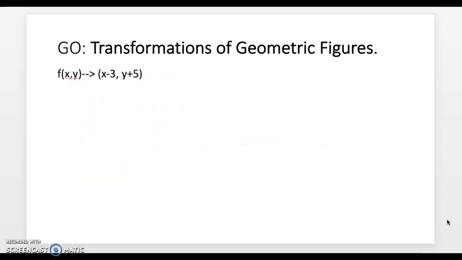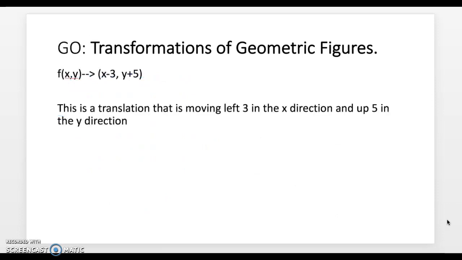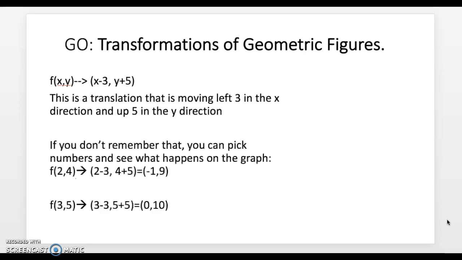Then they also give us some rules, and we have to describe the transformations. This is a translation that's moving left 3 in the x direction and up 5 in the y direction, which I can just know off the top of my head. But if I don't, then I can pick numbers and see what happens on the graph. So in my case, I picked (2, 4) and (3, 5). Always pick at least 2 points so that you can notice the pattern. Otherwise, it could be multiple things.